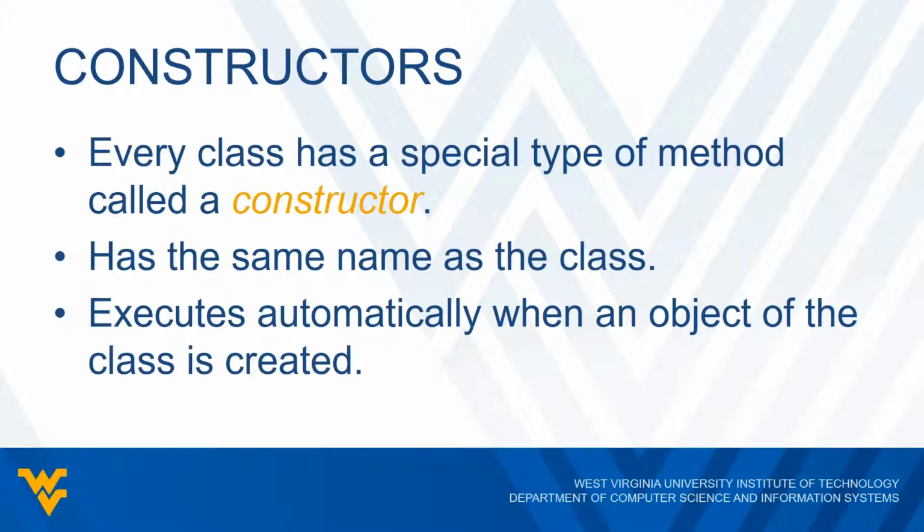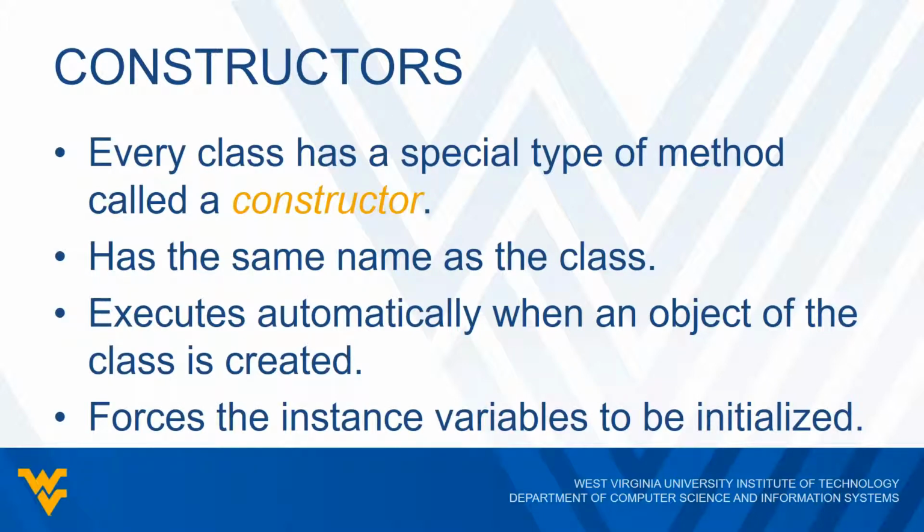You have no control over it. You have to have it in there. It's always going to have the same name as the name of the class, and it's just automatically called whenever we use that class. And what this method does is simply force our instance variables to be initialized. So if we're going to create an object of the class and we have these instance variables, we need to initialize them to something. So this constructor allows us to make sure that our instance variables are initialized before we do something with them.